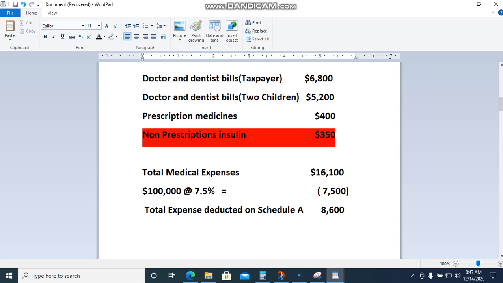But it will have to exceed whatever the standard deduction of the filing status is, as I mentioned in my previous presentation. Okay, now I hope you understand that.